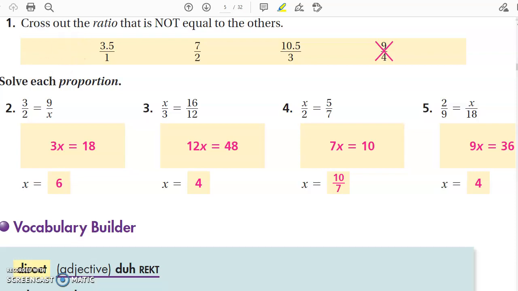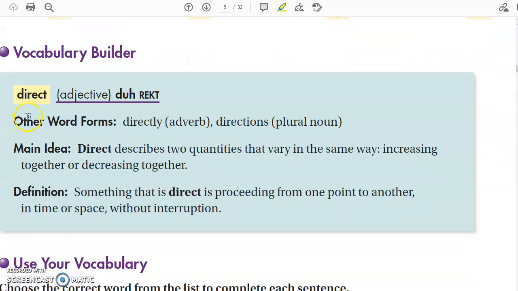Let's go down and look at some new words we have here. Direct. Direct means directly, and directions is a plural noun. The main idea of direct is it describes 2 quantities that vary in the same way, increasing together or decreasing together, right? Increasing would be like the more food I watch, the more food I eat. And the more movies I watch, the fatter I get, maybe. The decreasing would be like the more exercise, the better I feel about myself.